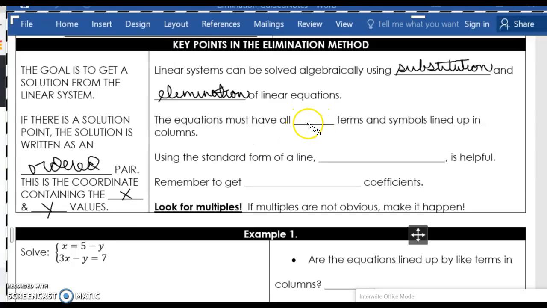So we can solve linear systems algebraically using substitution and elimination of linear equations. The equations must have all like terms lined up in columns. Using the standard form of a line is really helpful to do this. What's the standard form of a line again? I hope you said ax plus by equals c. Remember to get opposite coefficients. And the big one, look for multiples. If multiples aren't obvious, make it happen. They're there.